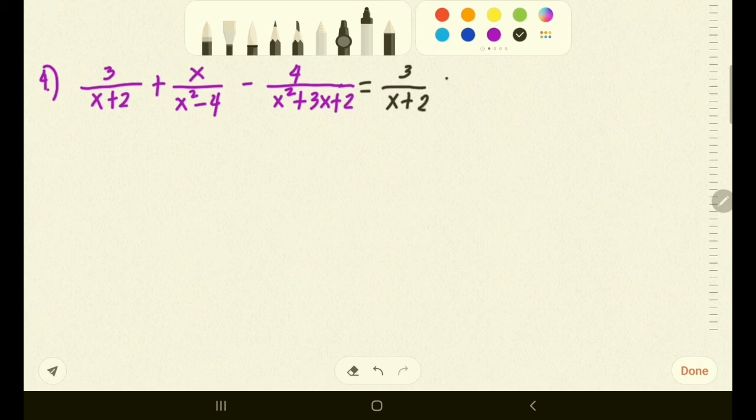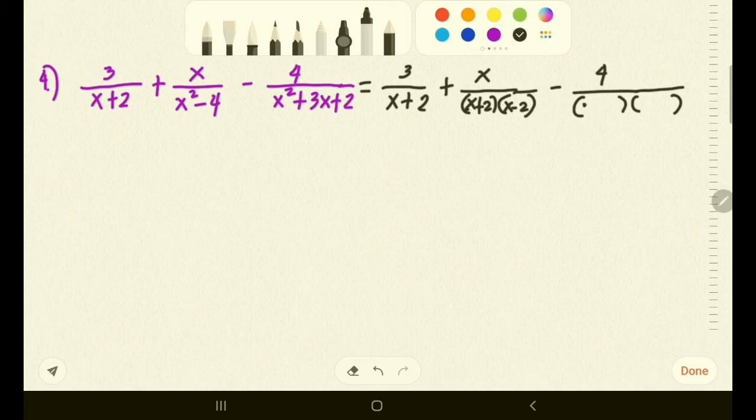X plus 2 is already factored, so you just copy. X squared minus 4 is the difference of two squares, so you have two binomial factors: x plus 2 and x minus 2. Then you have x squared plus 3x plus 2. Still, you have two binomial factors, x plus 2 and x plus 1, since the middle term is 3x.